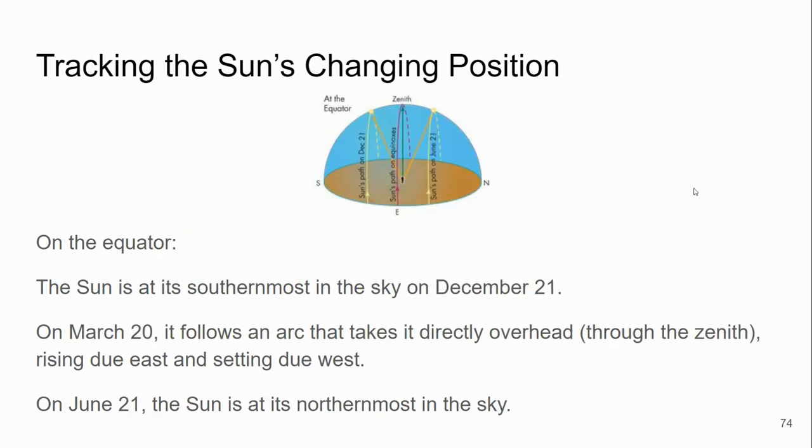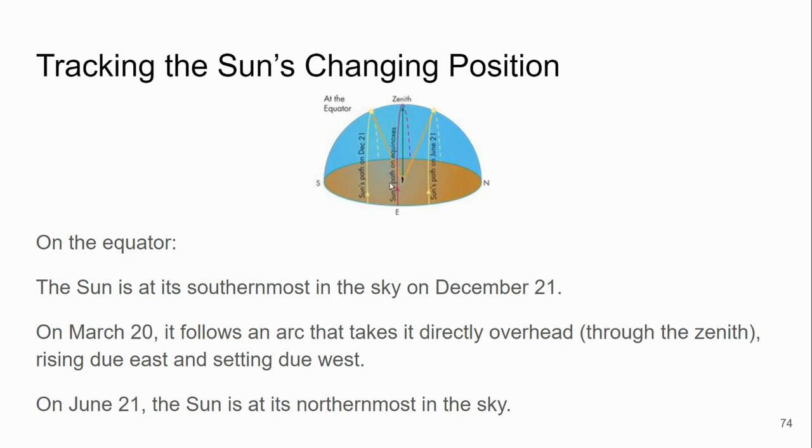So the equator is not as crazy and severe, but a couple of cool things happen on the equator. If we're here on the equator, the sun is at its southernmost in the sky on December 21st, but it's still not very southern. It's just a little bit southern. And what does it do that day? It rises, goes up, comes down. And it's not overhead, but it's nearly overhead.